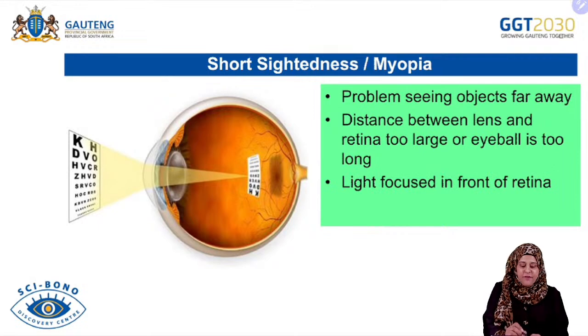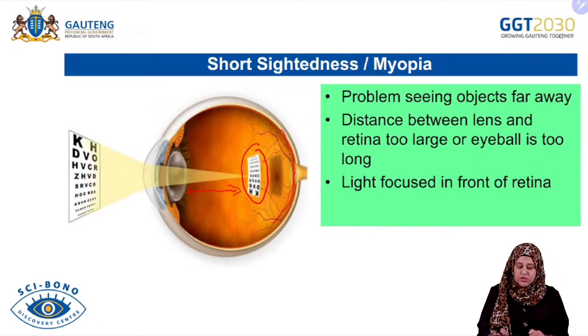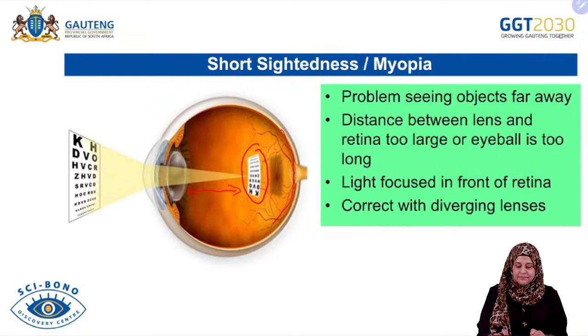And then light is focused in front of the retina. So there's the retina here, if you can see the retina as the screen. And there is the image here. There's the image focused here. So what we are saying is that the light is focused too short because the image is not falling on the retina. Therefore, you can't see clearly. That is what short-sightedness is all about.